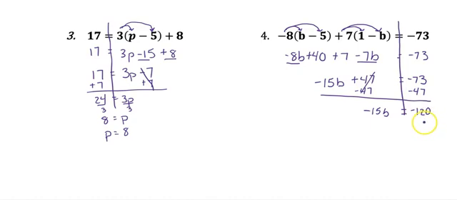Still solving for b. Well, I'm going to divide both sides by negative 15. So I have b equals, first I know a negative divided by a negative is going to give me a positive. And 120 divided by 15 is 8. So again, we must distribute, combine, and then we will end up with a two-step equation, and we just simply solve our two-step equation.